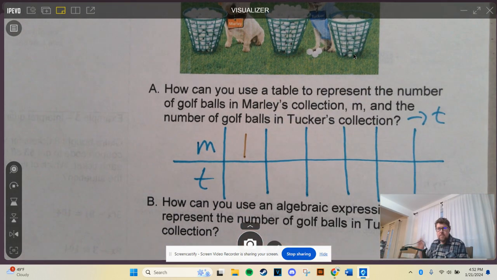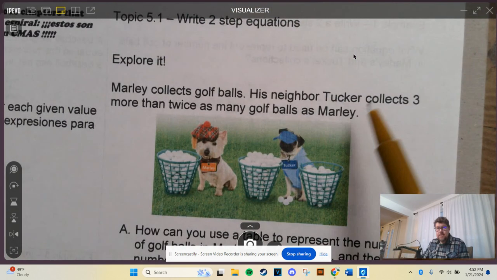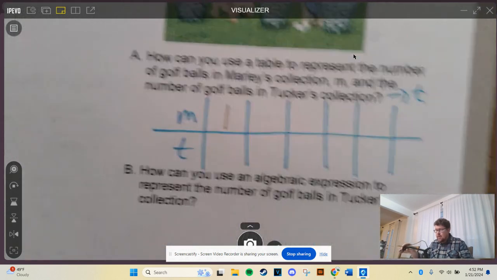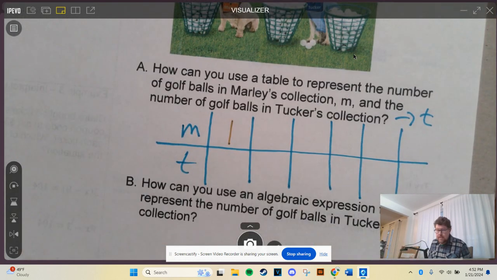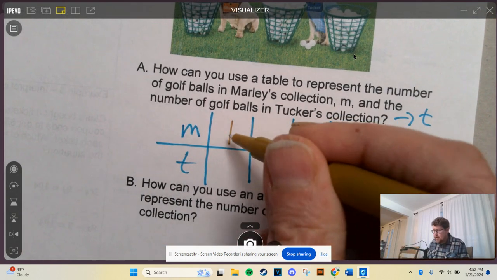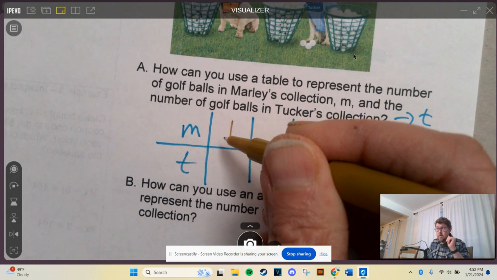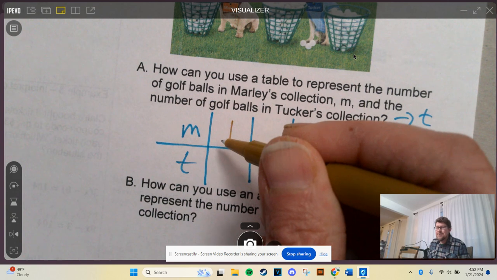If he collects 1 golf ball, right? The relationship here where Tucker collects 3 more than twice as many golf balls as Marley, we can use that to generate the number of golf balls that Tucker collects, right? So if we take this 1, we know that it's going to be twice that. So 2 times 1 is, sure, go get some orange juice.